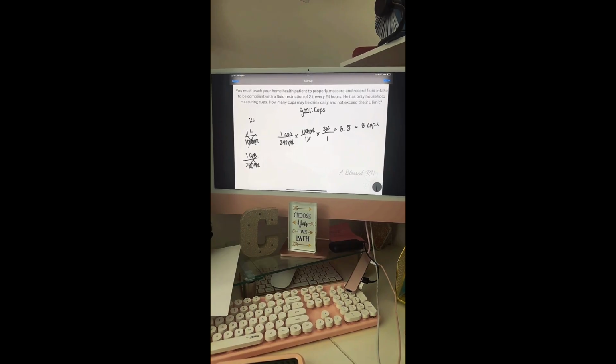Can you show us ounces to milliliters? Sure. So let's see. What if we did 12 ounces equals how many mLs? Okay, so you know that your goal is milliliter. We know that we have 12 ounces. That's a puzzle piece.